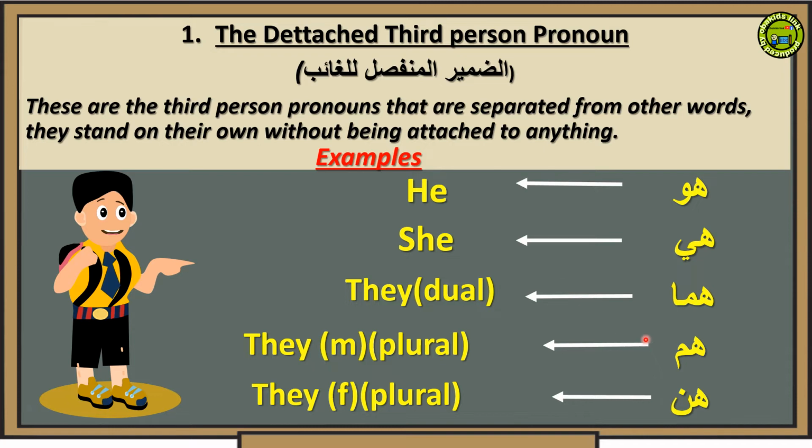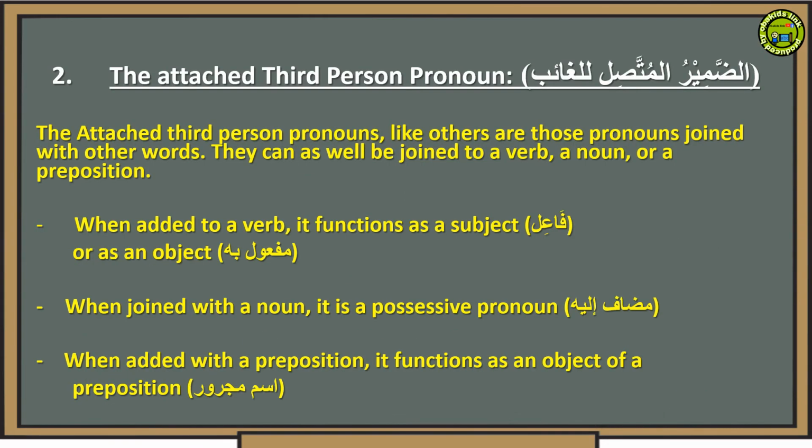for dual. Hum, they. Example is hum jalasu for masculine plural. Hunna means they. Example is hunna jalasna for feminine plural.